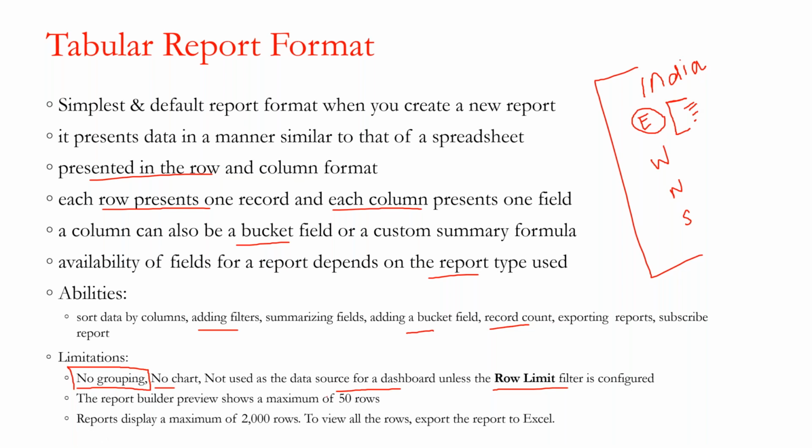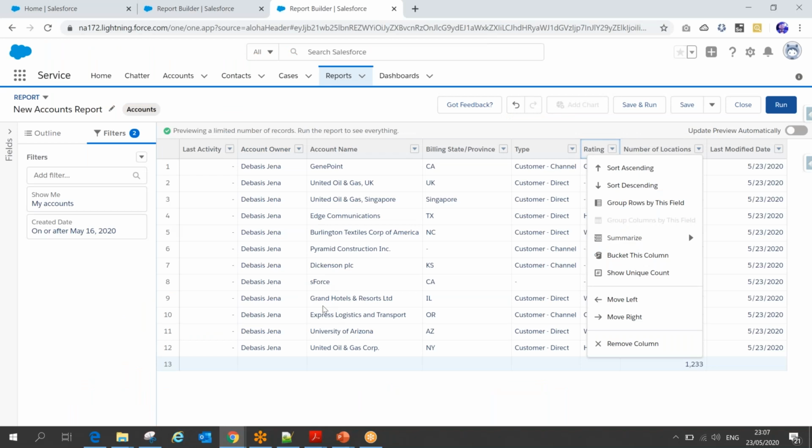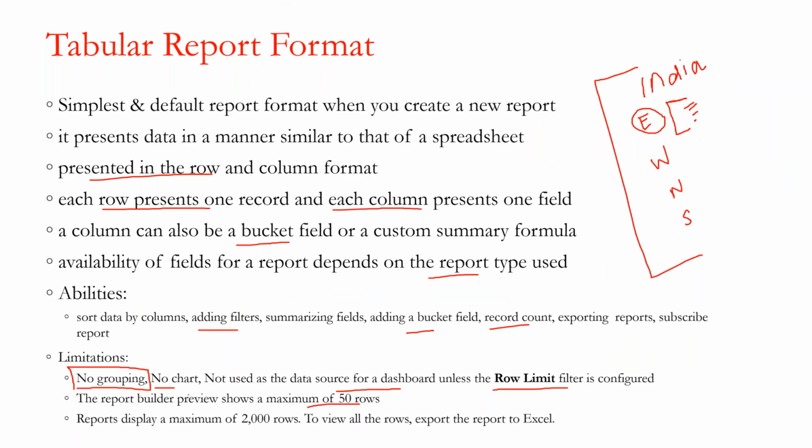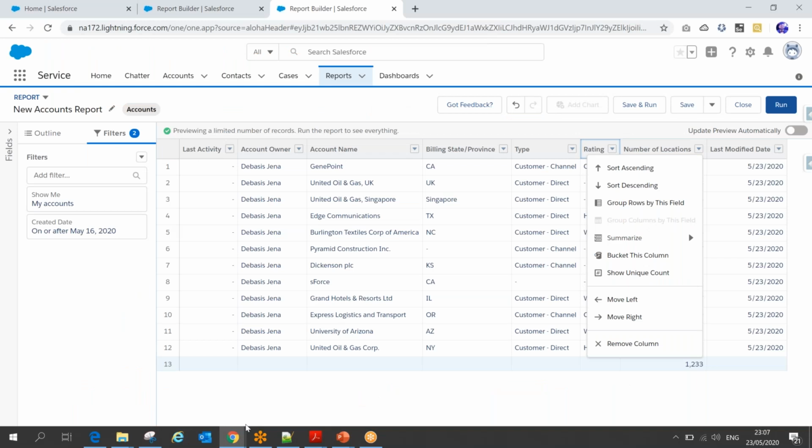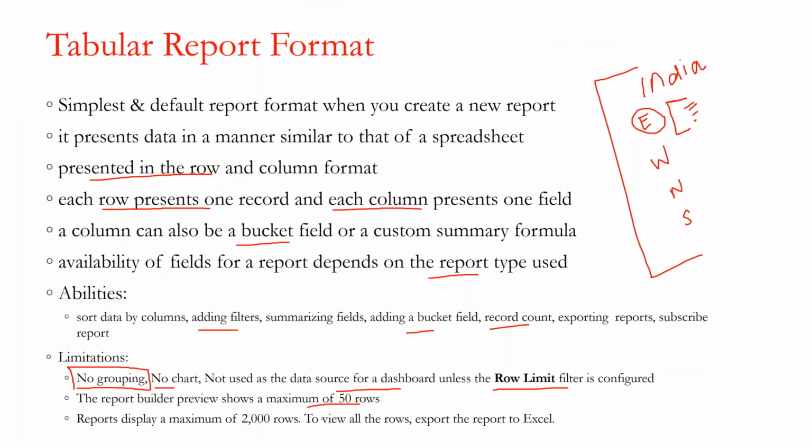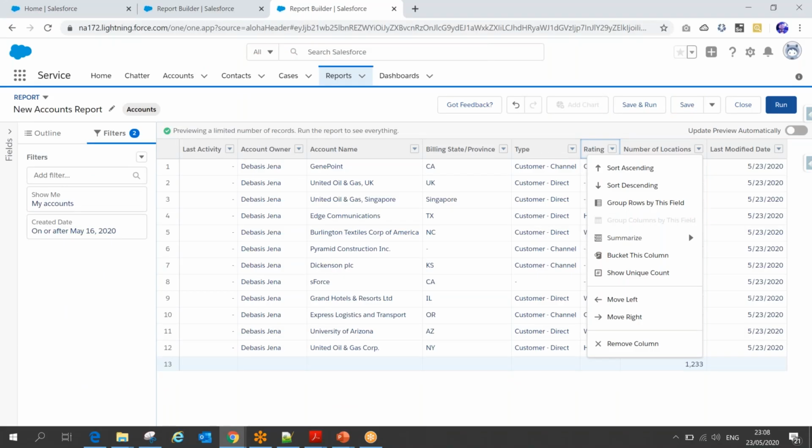Okay, and the report builder preview shows a maximum of 50 rows. You may have more records, but in preview you can see 50 records, and it will display a maximum of 2000 rows. Let's say I took a report, and in that report I may get data of around 20,000 accounts, for example. But when you run this report, it will not display all details. It will display only 2000 records at a time. And if you want to get the whole report, then you can export it to an Excel sheet or CSV, where you can see all the details.